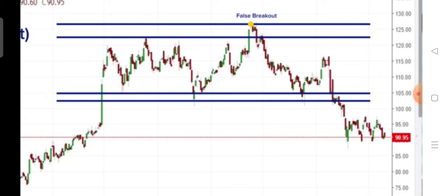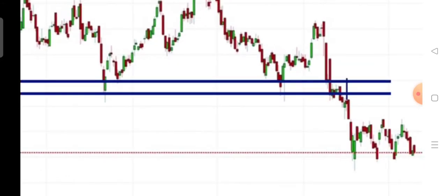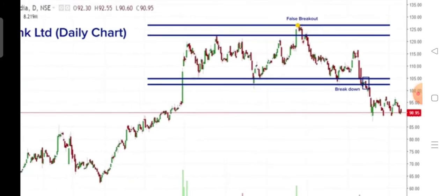His loss might have been low, but then again for some time this rectangle continued and it moved downwards and then moved upward and then eventually it broke down. As you can see, eventually it came down a lot.